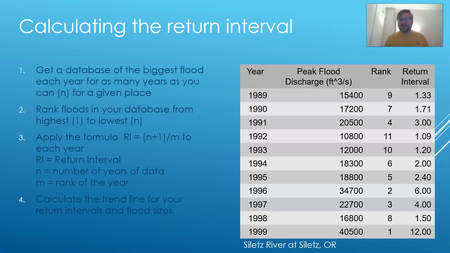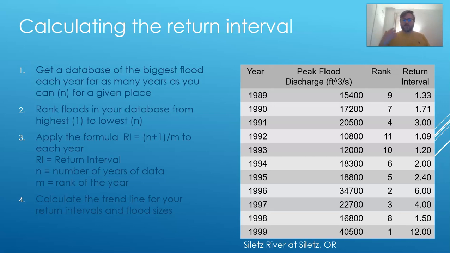Your highest flood year was 1999, so that gets a 1. Our second highest flood in the record was 34,000 cubic feet per second in 1996, so that gets a 2, et cetera, on down to 11. The 11th ranked year was 1992, when the highest flood was only 10,800 cubic feet per second. So we rank each of those years. Then we're going to apply the formula Ri equals n plus 1 over m to each year.